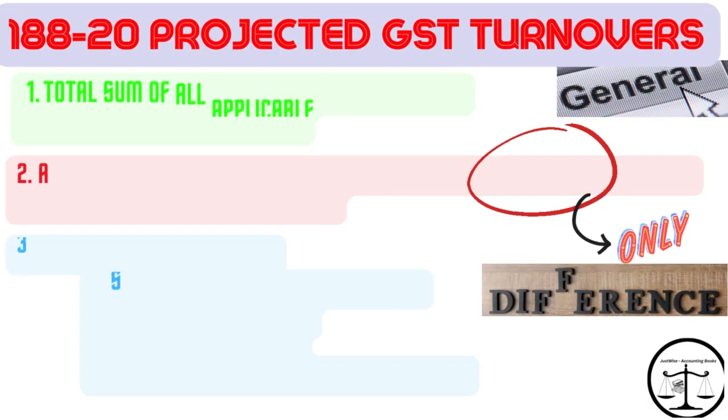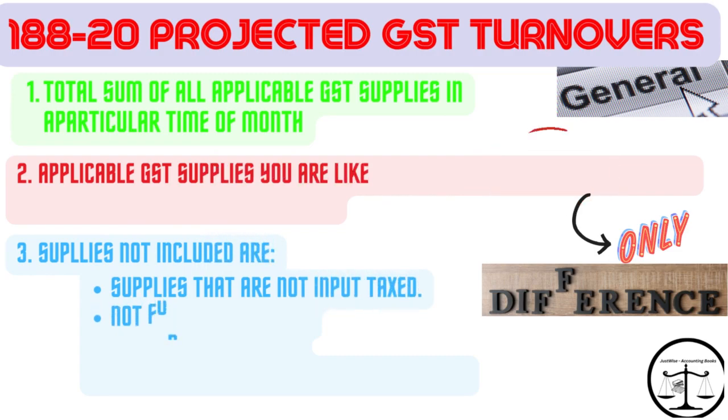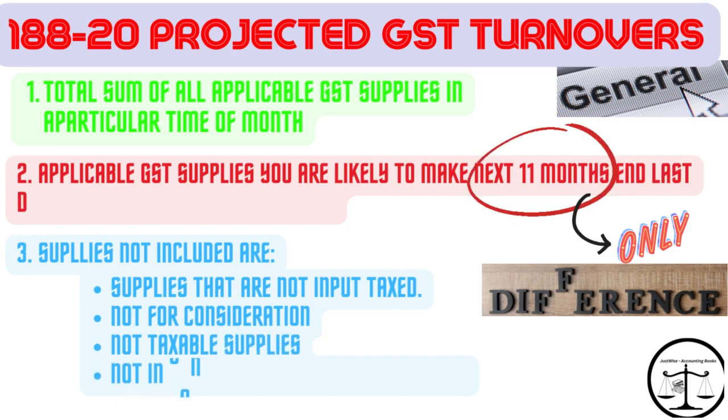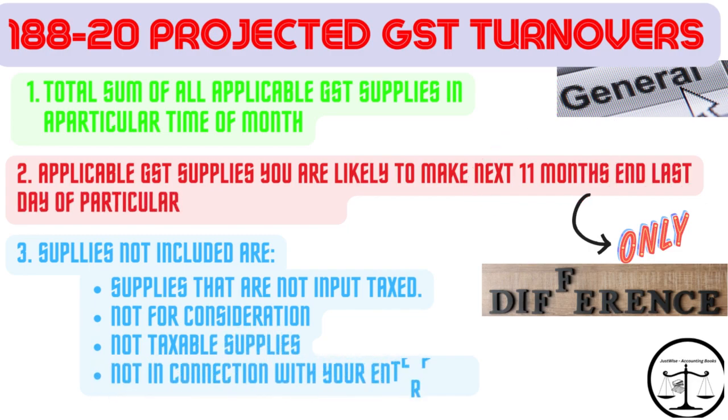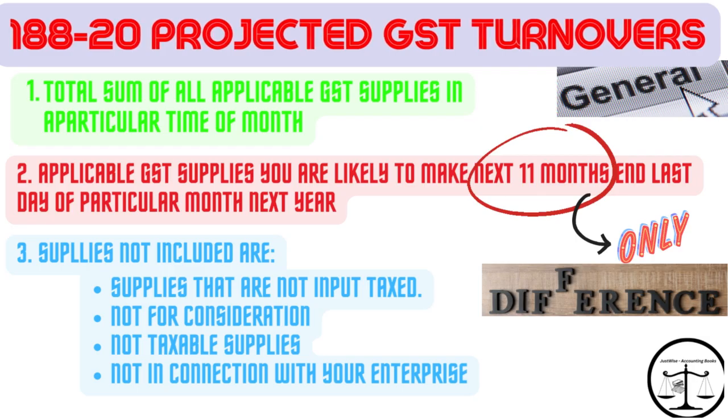Friends, now we will talk about projected GST turnover. Projected GST turnover is almost like current GST turnover. There is only one difference: the supplies you are likely to make in the next 11 months are to be taken into consideration, unlike 12 months for current GST turnover.